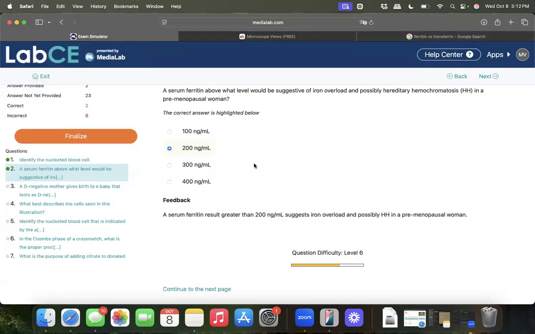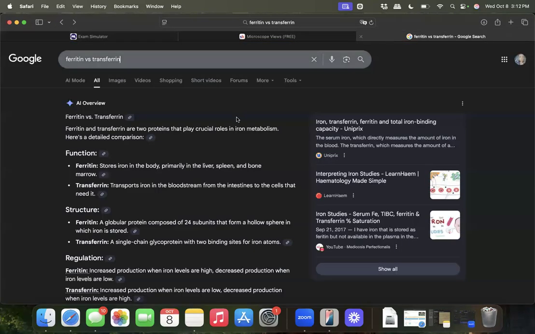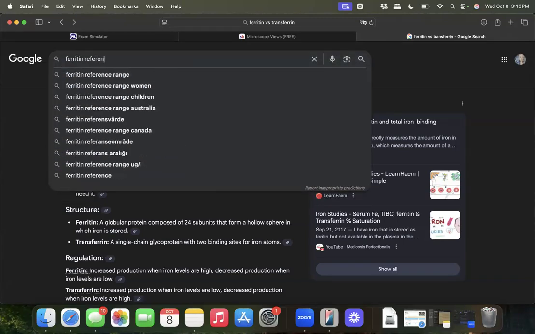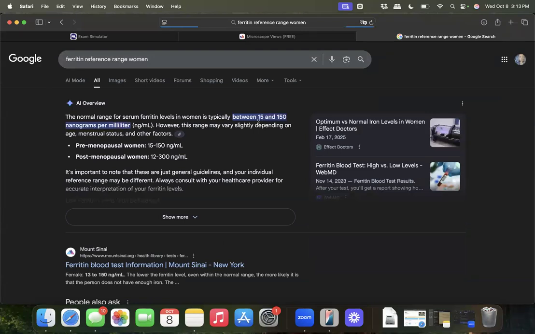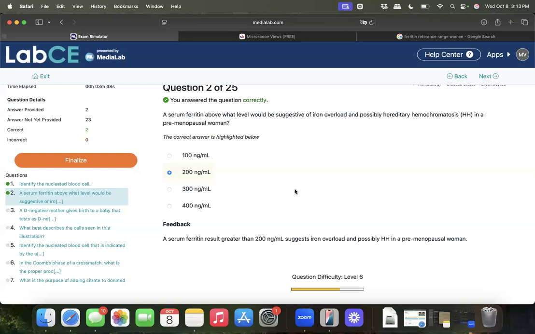Okay, so let's go back to the question. Serum ferritin above what level would be suggestive of iron overload? And we know that a regular ferritin reference range, women, is between 15 and 150. So I guess this is just gonna have to be straight memorization, y'all. Knowing that 15 to 150 is a regular women reference range of ferritin.